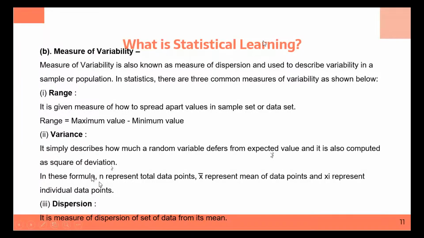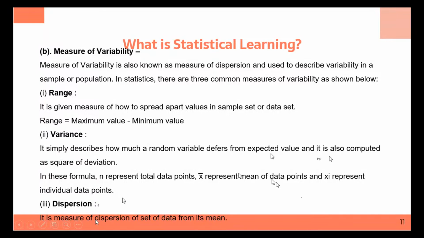In these formulas, n represents the total data points, x bar represents the mean of the data points, and xi represents the individual data points. We don't have the formula here, but we can find it on Google. We can see the variation later.